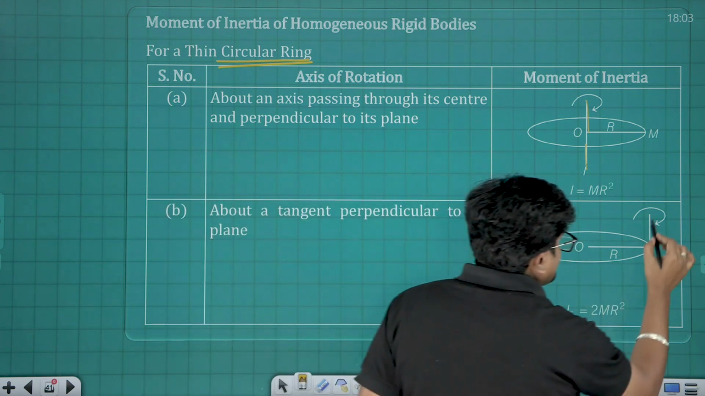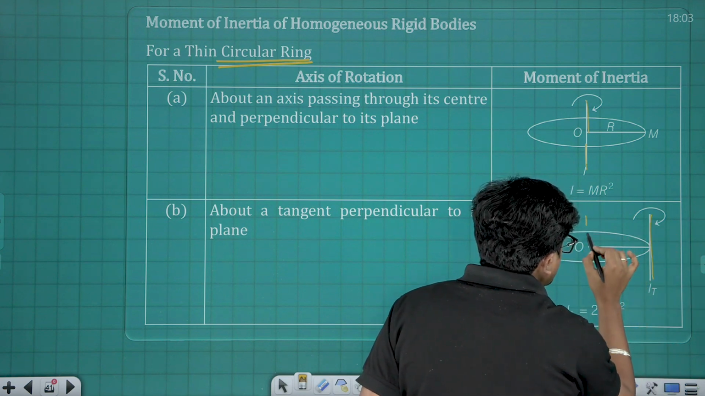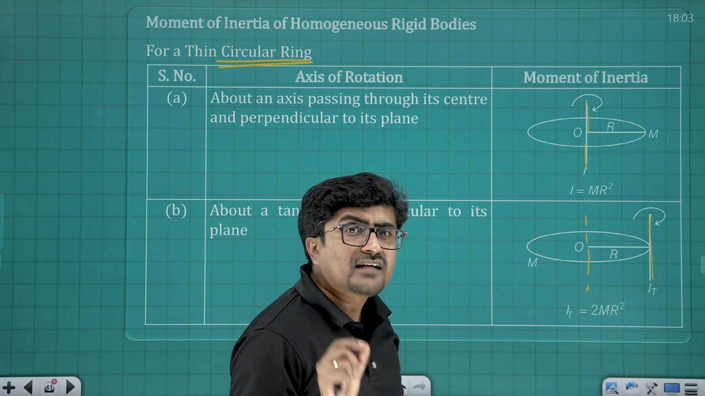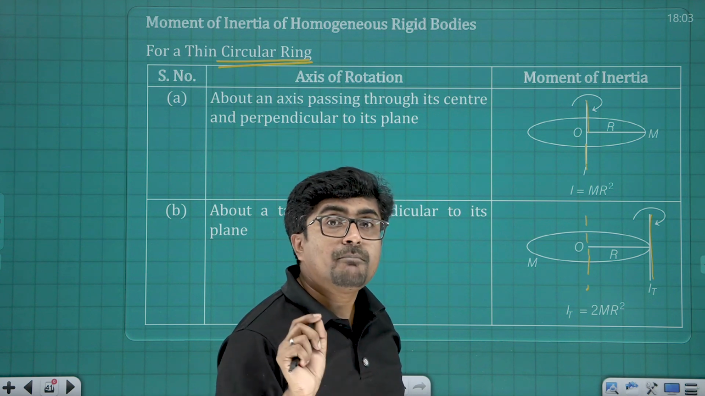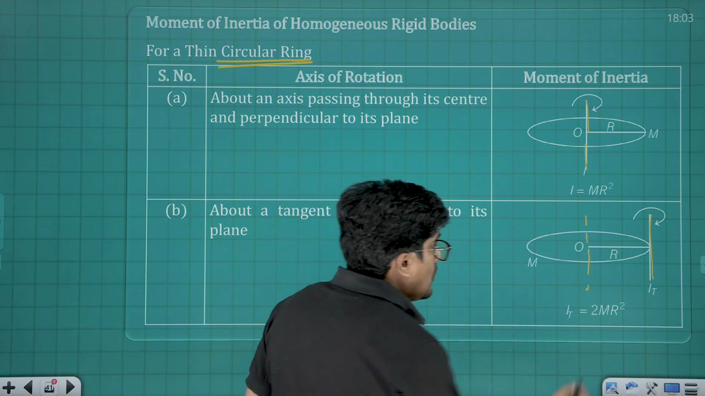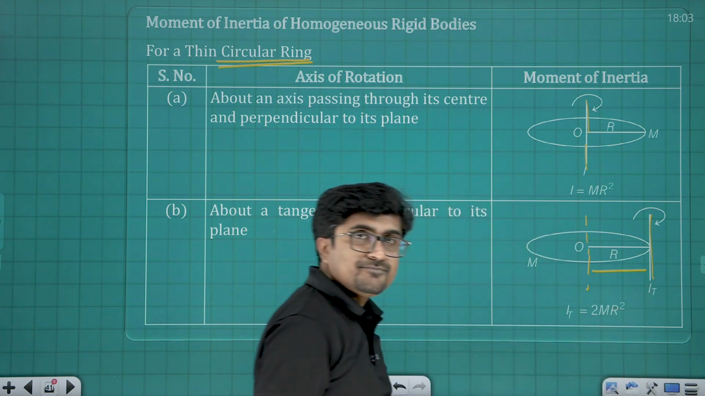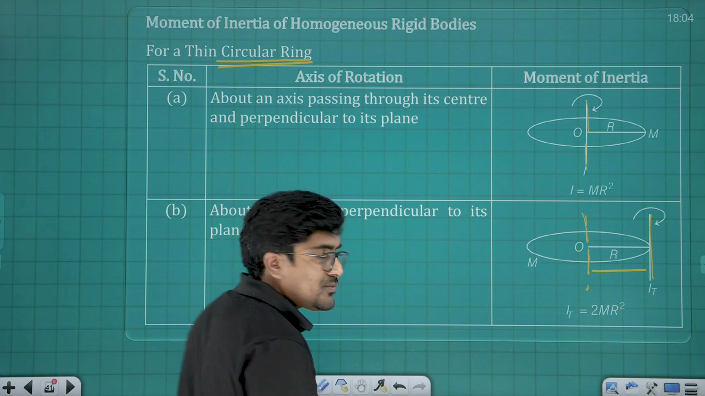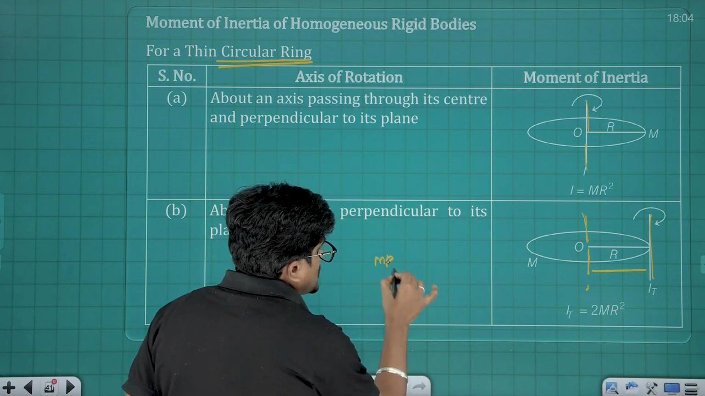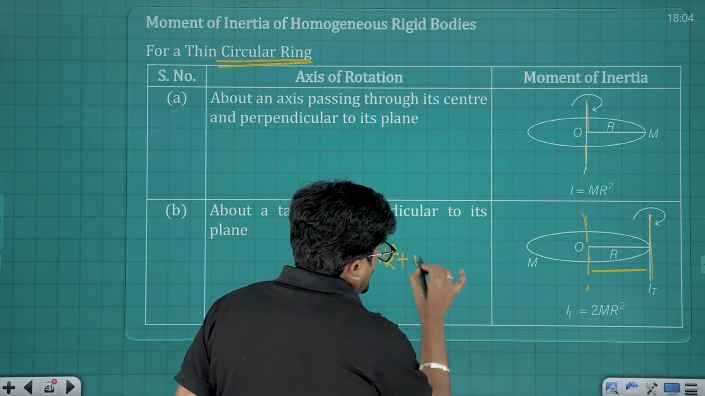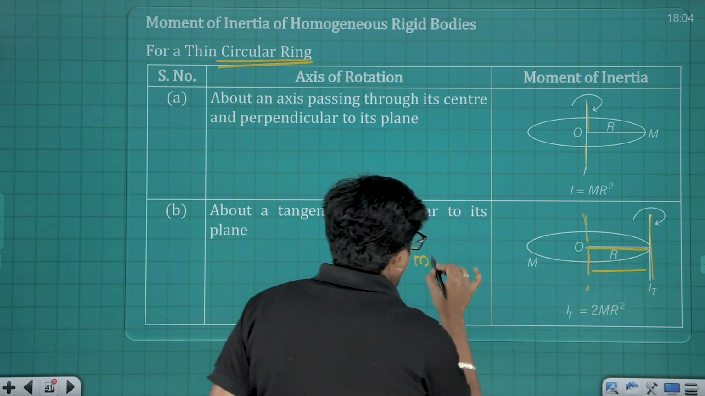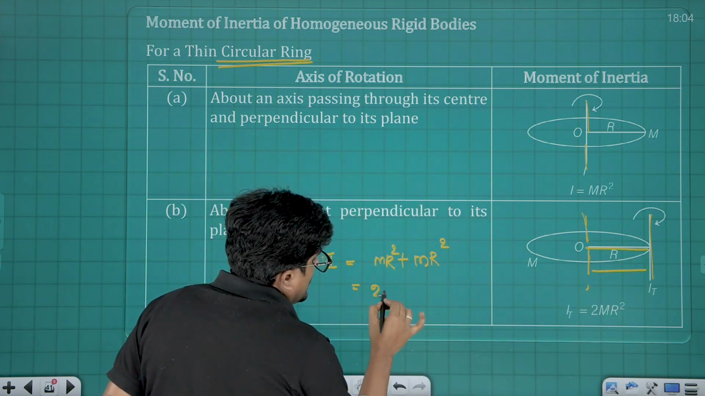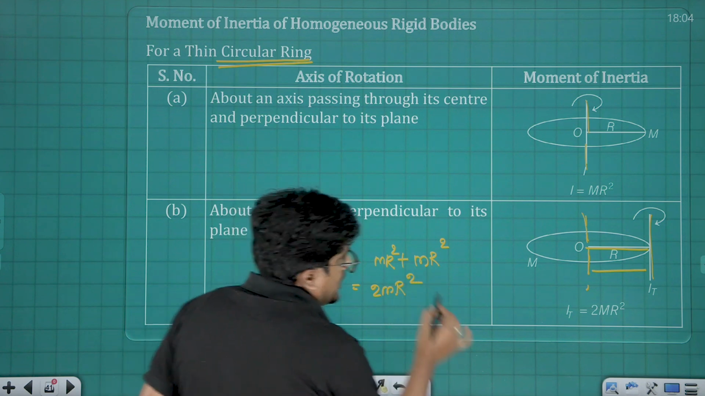Now this time I am shifting the axis from here towards the right. The parallel axis theorem is going to help me. What is the distance of separation between these axes? R. What was the moment of inertia with respect to the center? It was M r square. So M r square plus the mass of the body M, perpendicular distance r. So the new moment of inertia is going to be 2 times M r square. See?